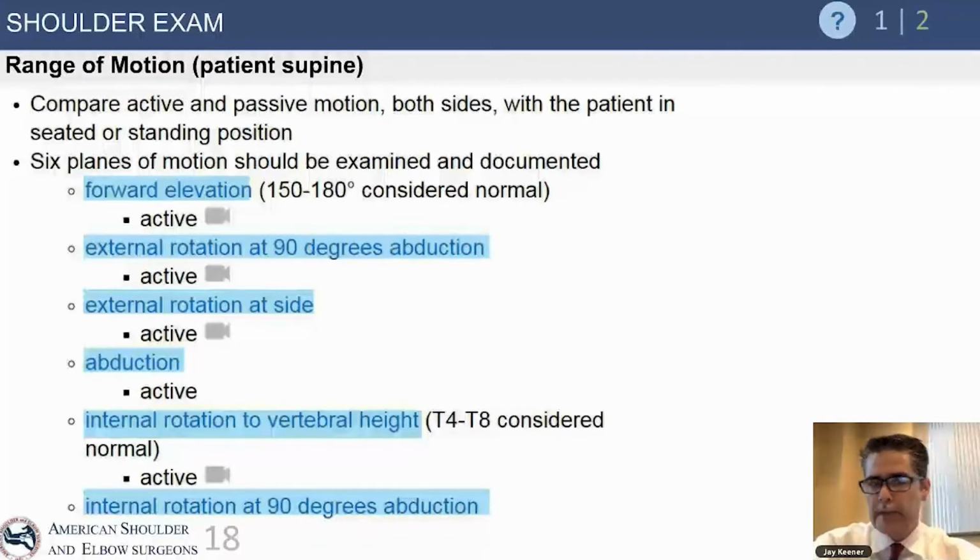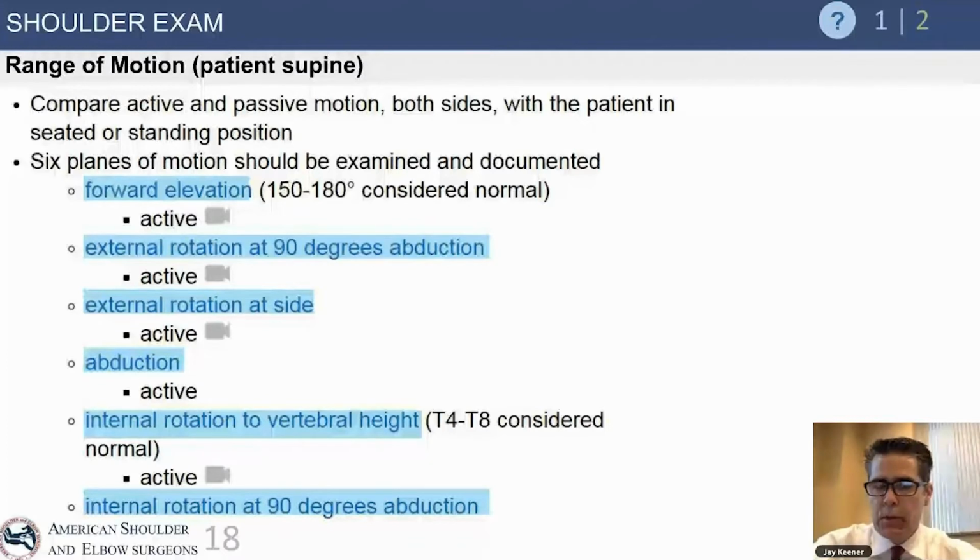You want to look at both active and passive range of motion and try to compare it to the opposite side. I would start with active range of motion initially, and if that's normal, you really don't have to check passive motion. But if there's a limit to active motion, you don't know if it's weakness or stiffness, so you have to follow up with a passive range of motion exam.